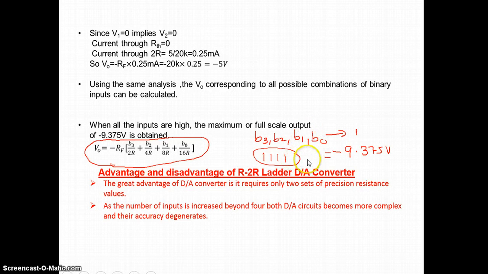So that's about your R2R ladder network DAC converter. The greatest advantage is it requires only two sets of precision resistances, even if the number of inputs is increased to 4 or more. The only problem is the circuit becomes complex, so analyzing will be difficult and accuracy will reduce or degenerate. So that's about the R2R ladder network.